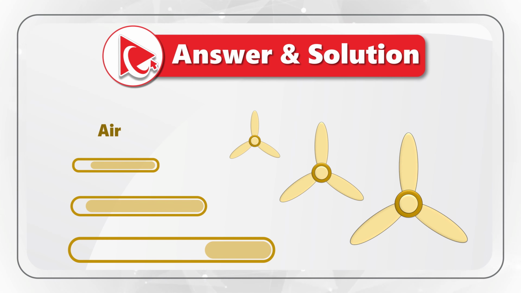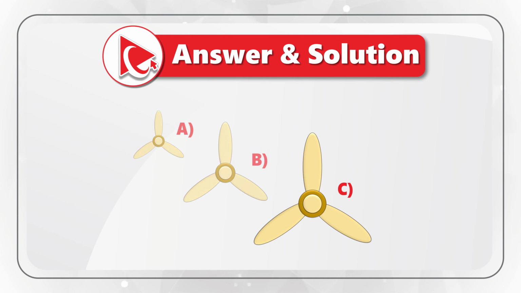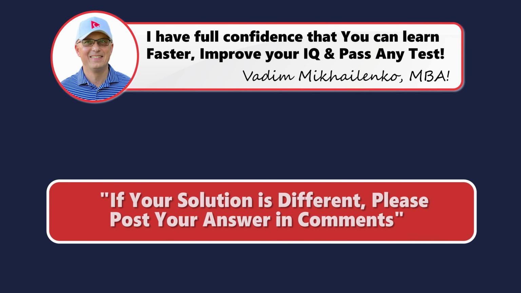As you can see here, fans A, B, and C all have the same design. This is why, given the fact that the three fans have the same design but different sizes, the fan with the largest size will throw more air compared to the smaller fans. This is why the correct answer here is choice C. Did you get to the same answer? If not, please share your answer and rationale in comments.